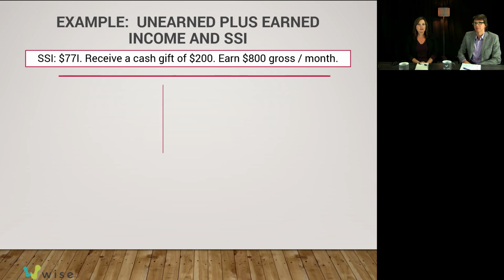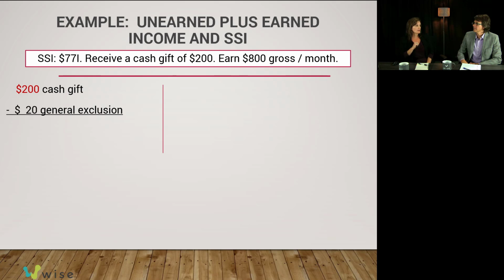Our next example is a situation where someone is getting both unearned income as well as earned income when they're on SSI. So let's say that this individual on SSI is receiving a cash gift of $200, and they also earn $800 gross in wages per month. So let's start with the $200 cash gift.